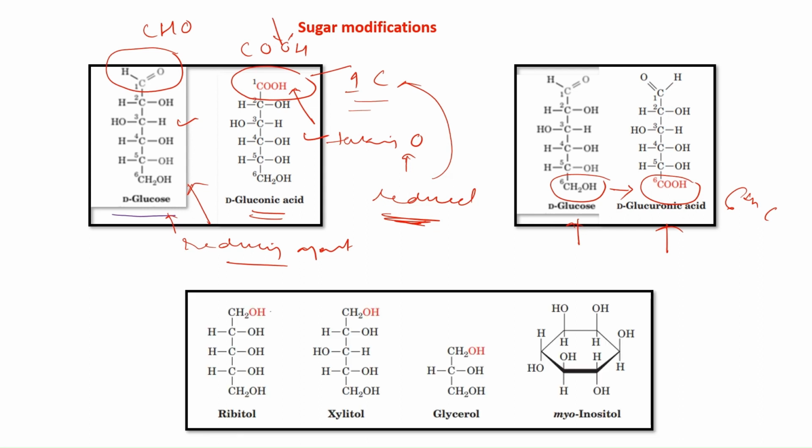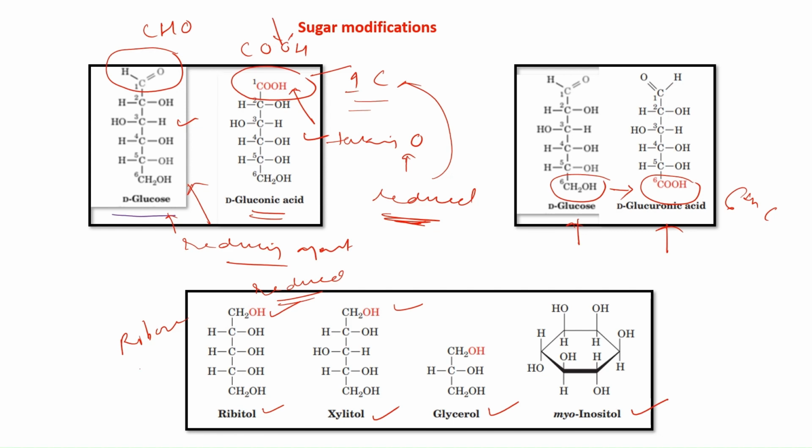Ribitol. What is happening here? CHO getting converted into CH2OH, right? More hydrogen. So it is reduced. The above two are examples of oxidation happening in the sugar molecule. Here what has happened with the sugar molecule? It is reduction. Ribitol from ribose. Correct? Xylitol. It is also reduction. From which sugar? You have to find it out. Glycerol. Again reduction. You have to find the corresponding sugar. Myoinositol, again reduction. You have to find the corresponding sugar.